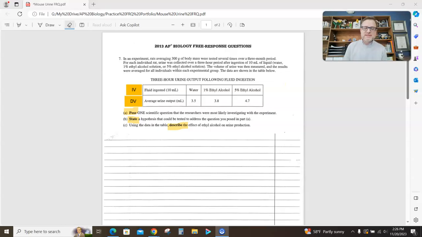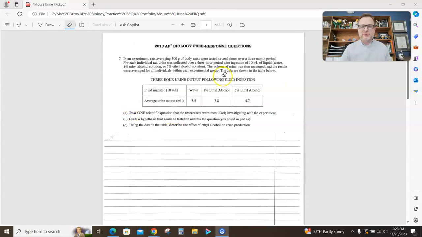State a hypothesis that could be tested. This is just a possible solution or possible answer to the question. Really, there's 3 things that could have been tested. They could have been testing, does alcohol consumption increase urine output? It could decrease urine output, or it could have no effect at all. In this case, the thing that you're stating might not be what actually happened. It's just one possible hypothesis that could have been tested. And finally, to describe the effect, you can tell that when I increase the percentage of ethyl alcohol, the average urine output goes up.